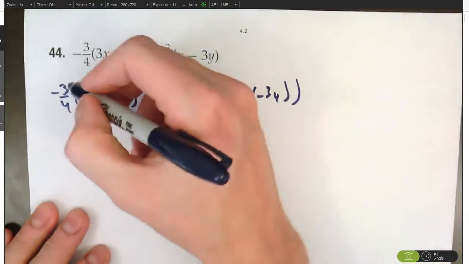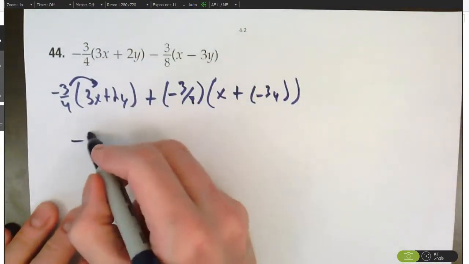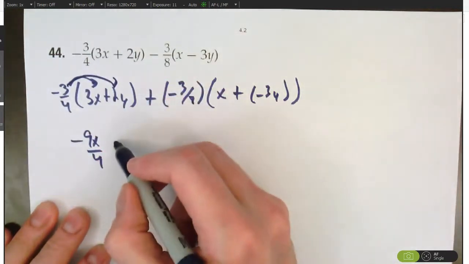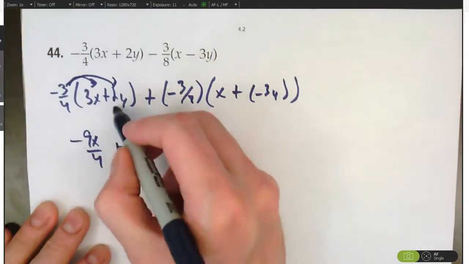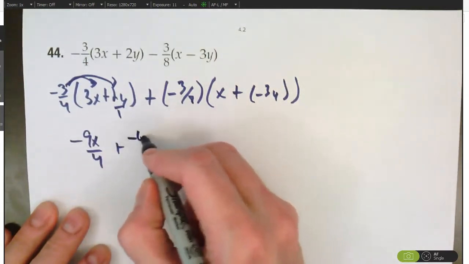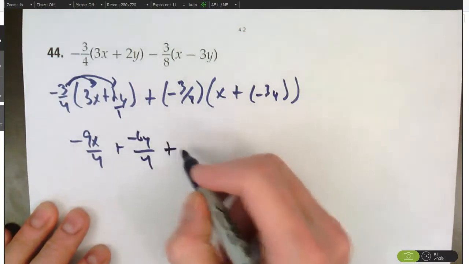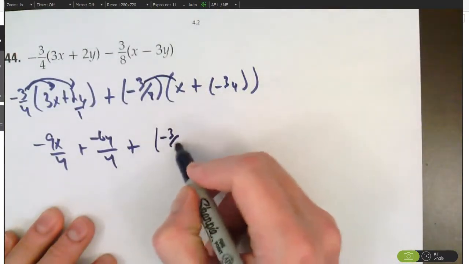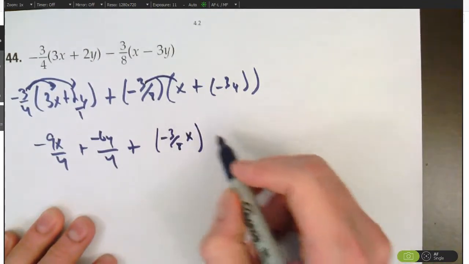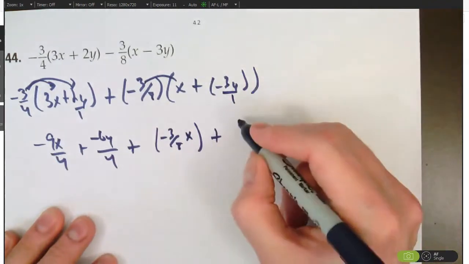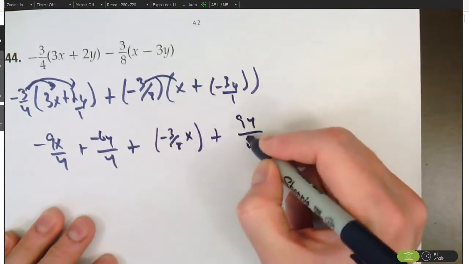Okay. So negative 3/4 times 3x is negative 9x over 4. Negative 3/4 times 2y is negative 6y over 4. Okay, which will simplify in a moment. And then negative 3/8x is just negative 3/8x. And then negative 3 over 1 times negative 3 over 8 is positive 9y over 8.